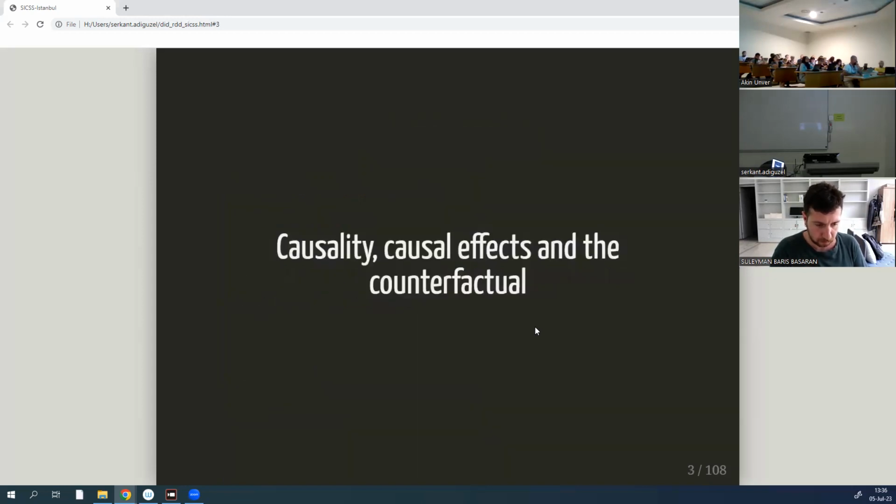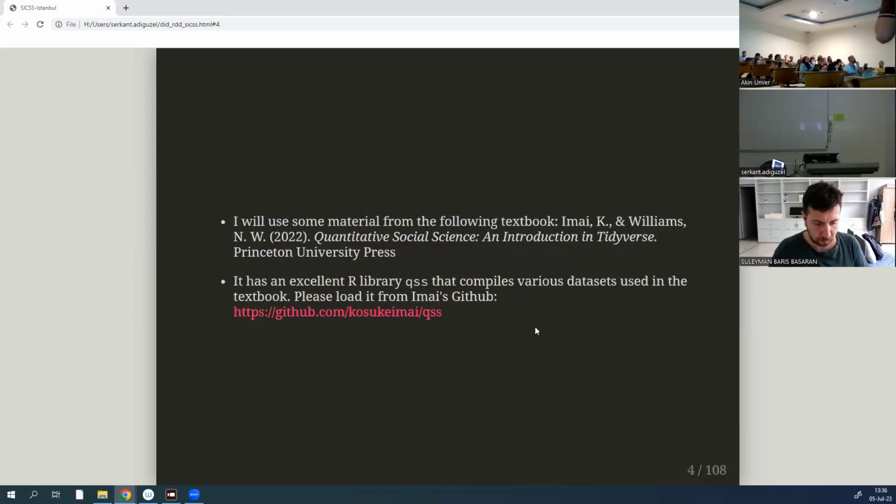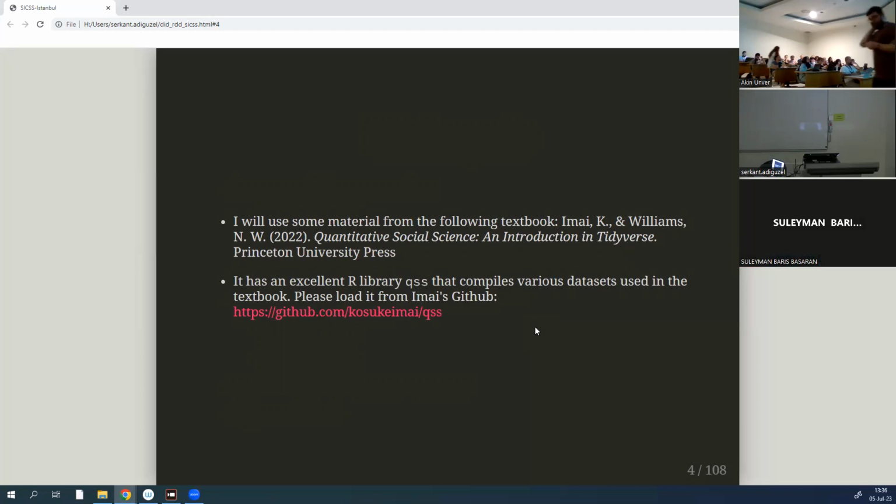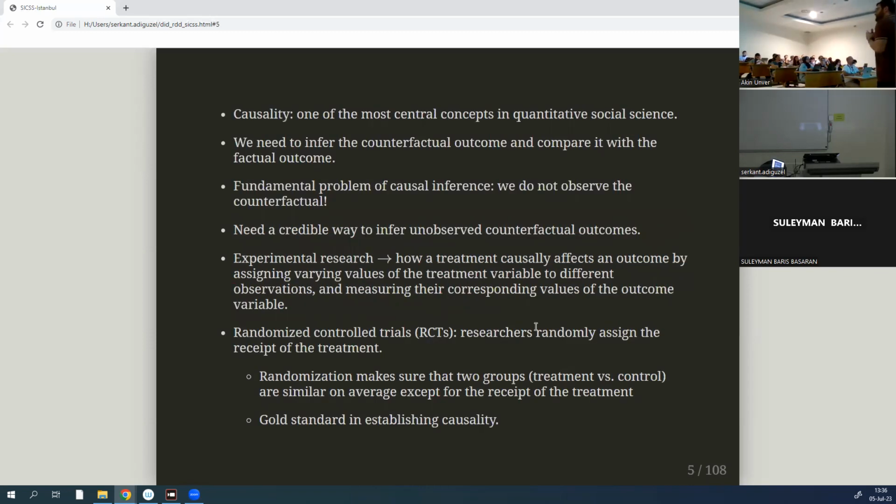So, causality, causal effects, and the counterfactual. I'm going to be using a lot of material from Imai's textbook. This is an excellent textbook that also has lots of applications in it. This is the Tidyverse version. I think you already know R by now, so it uses the Tidyverse language within R. It's a nice textbook. And the library is QSS. That's the library the data is going to come from, because it's already clean and ready to use. All right. So, has anyone taken a causal inference class before?